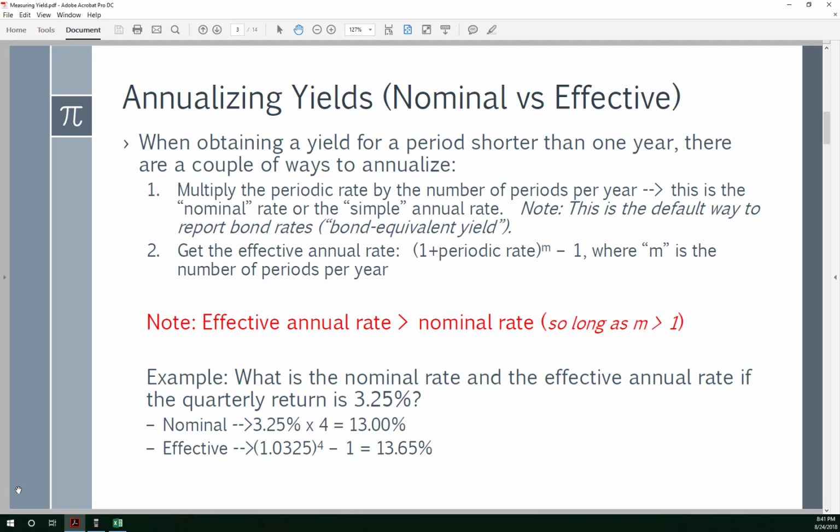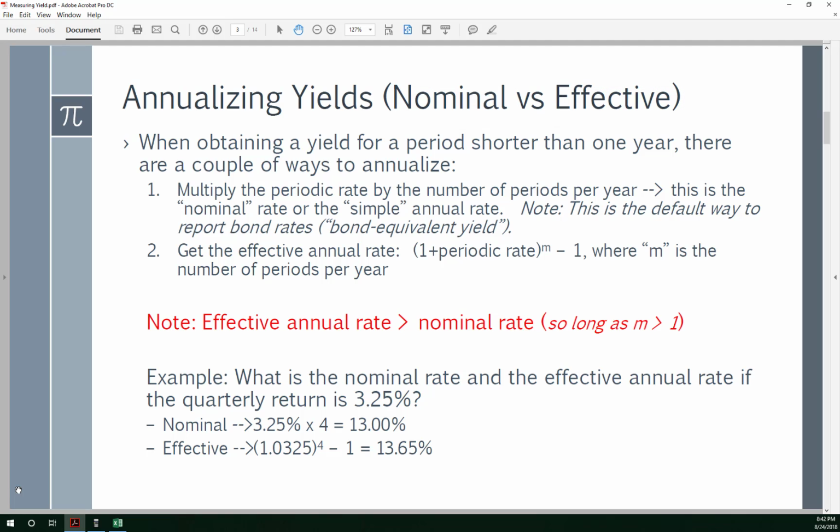Annualizing yields, there's 2 different ways to think about annualizing a yield. So when you get an interest rate for a period other than a year, there's 2 different ways to annualize that. And typically we're going to be doing this first one, and that's where we just multiply the periodic rate by the number of periods per year. So this gives us a nominal interest rate, or we could also call that the simple annual rate. This is the default way that we're going to report bond rates, and that's called the bond equivalent yield.